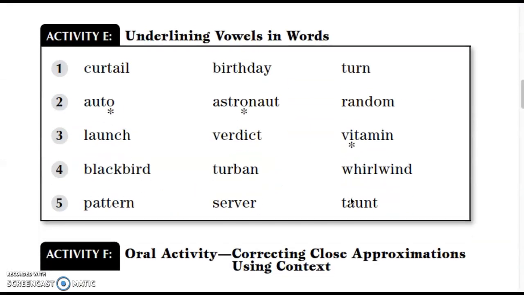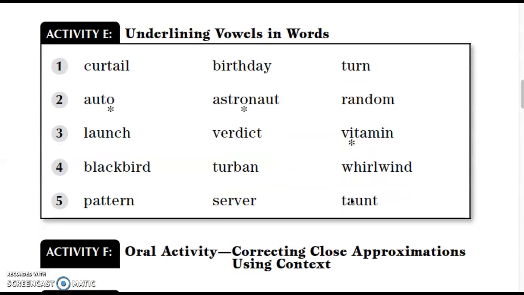Now let's look at activity E, underlining the vowels in words. Each word part has one vowel. What does each word part have? One vowel. Finding the vowels in a word helps us read the word. Watch me find the vowels in these words.